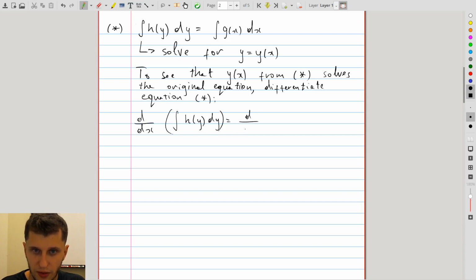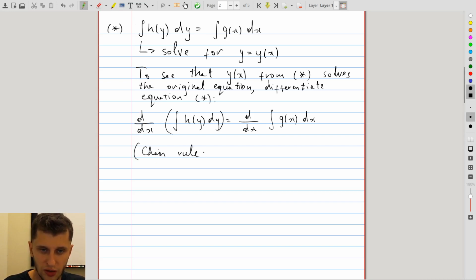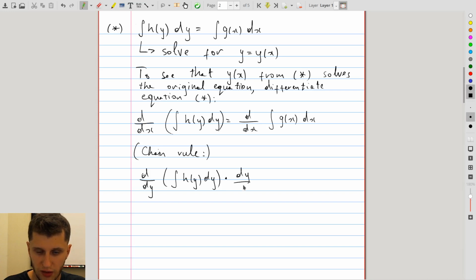and in the right hand side we'll be differentiating this antiderivative. Now differentiating with respect to x is the same as differentiating with respect to y. Okay, so what we want to do is basically apply a chain rule, which says that in order to differentiate with respect to x, we may just as well differentiate with respect to y, and then multiply by the derivative dy over dx. So this is effectively an application of the chain rule.